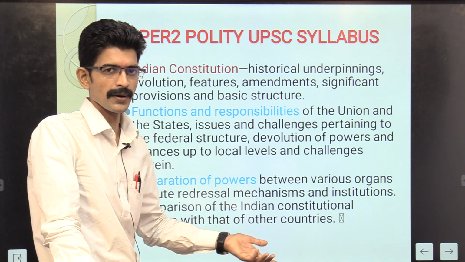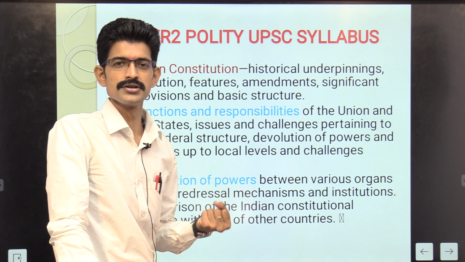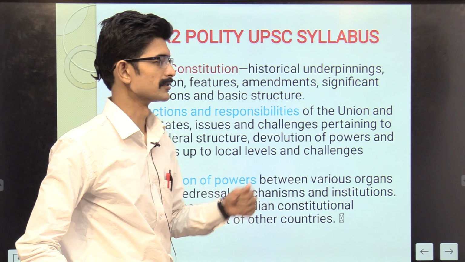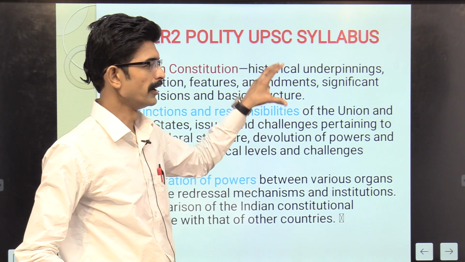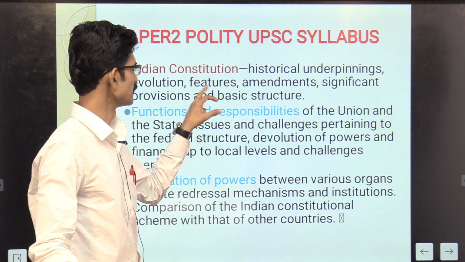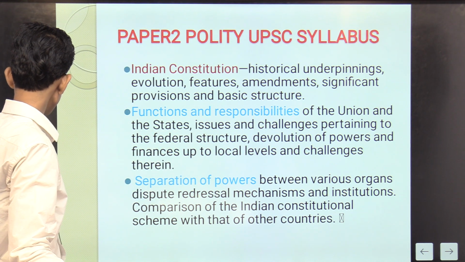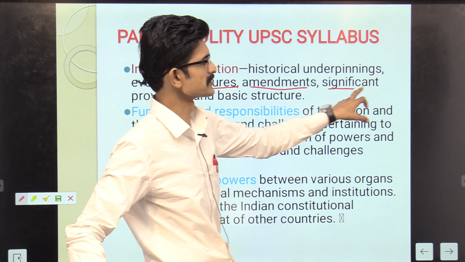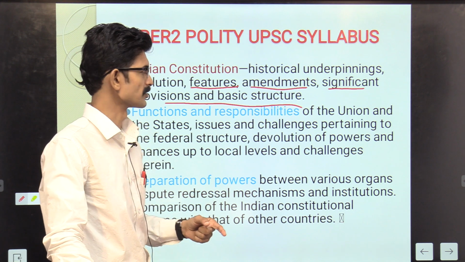There were historical underpinnings. Then the civil service was created. Then the Magna Carta of Education was created, and Macaulay's Minutes are there. So these are all parts of the creation of Indian law and order after independence. So what are the evolutionary parts that we see here? Then there are features, amendments, significant provisions and the basic structure.